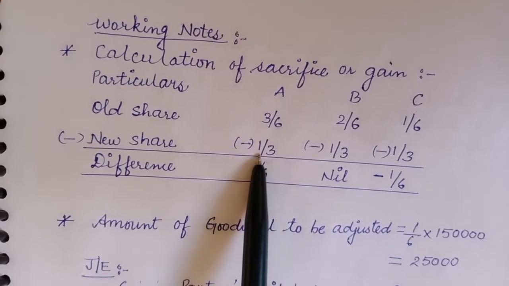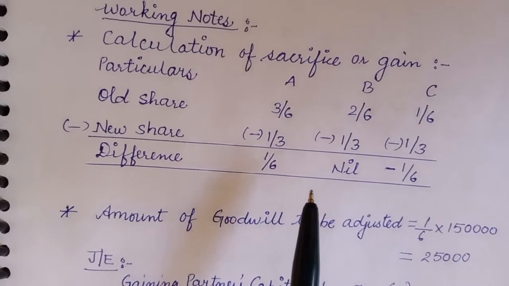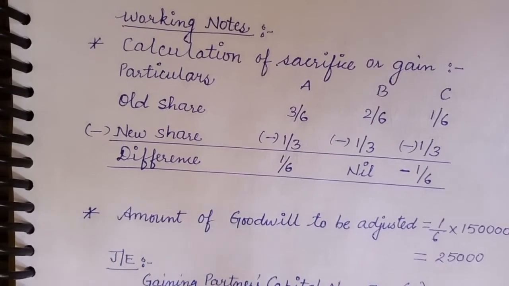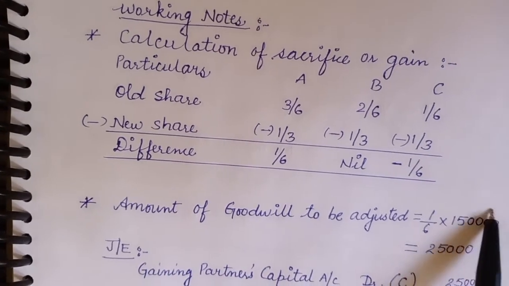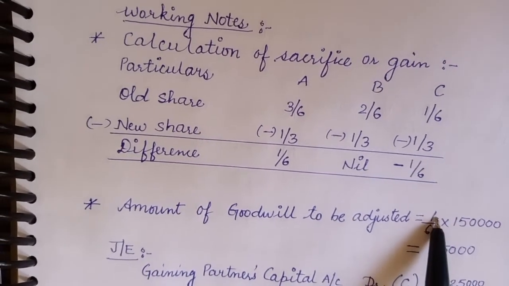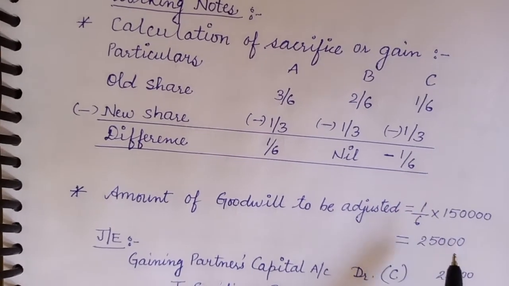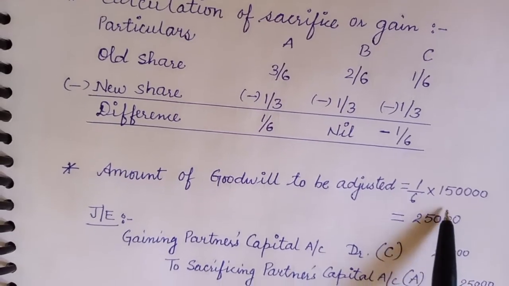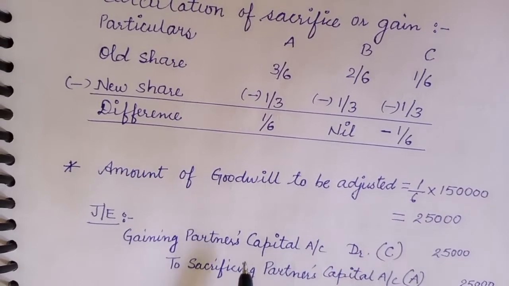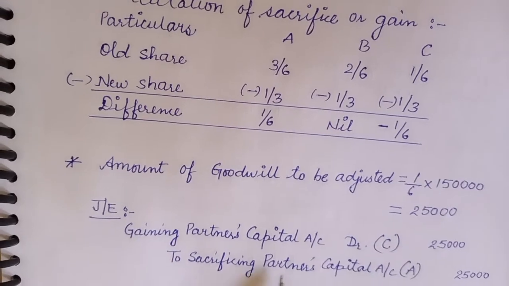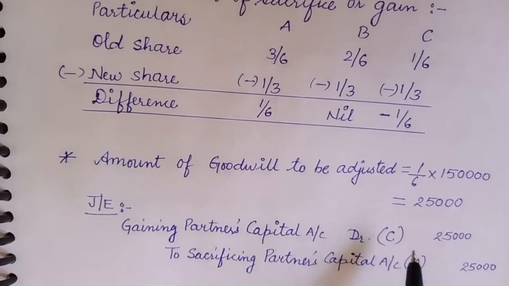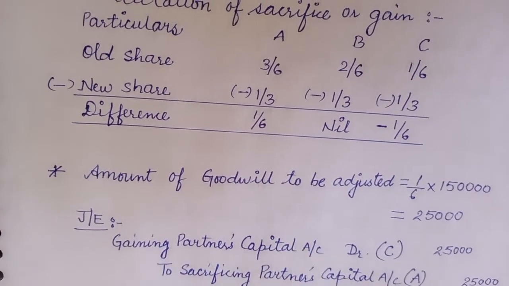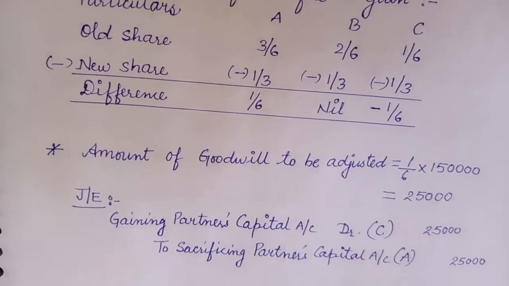So now goodwill is to be adjusted. If the case of goodwill is there, that will be adjusted in this ratio. Goodwill of the firm be valued at 1,50,000. 1,50,000 is the goodwill given, and for sacrifice or gain we'll be adjusting that. So 1/6 of 1,50,000, that comes out to be 25,000. So what will be the journal entry passed for this one? That is gaining partners capital account debit to sacrificing partners capital account. And who is the gaining partner? Here it is C, and who is the sacrificing partner? It is A. So 25,000 is the amount.